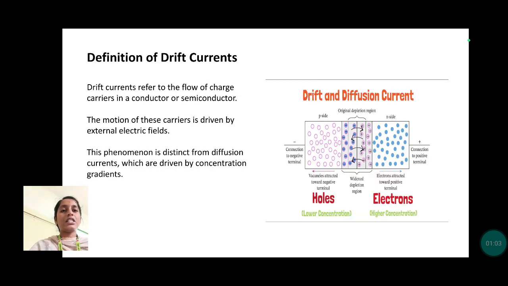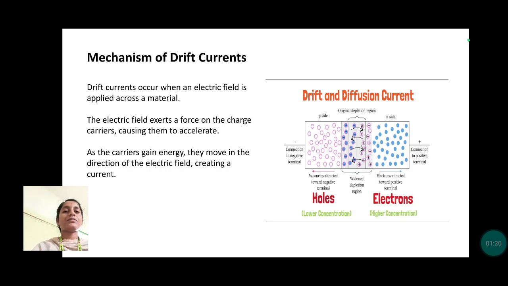Definition of drift currents. Drift currents refer to the flow of charge carriers in a conductor or semiconductor. The motion of these carriers is driven by external electric fields. This phenomenon is distinct from diffusion currents, which are driven by concentration gradients.